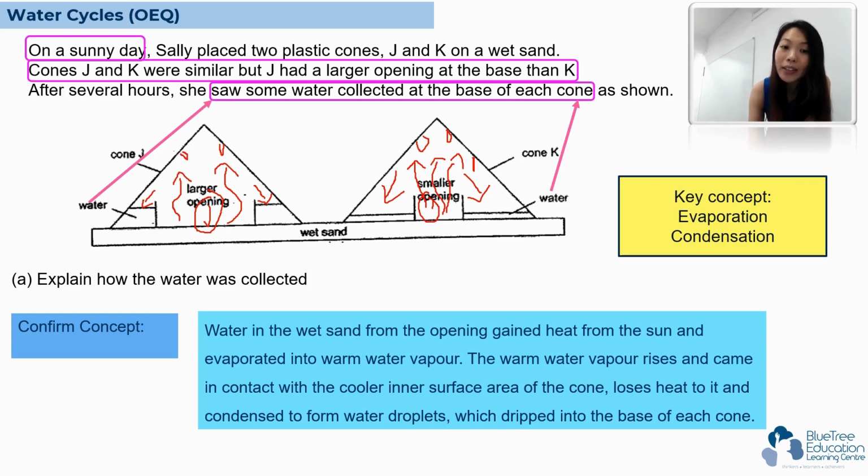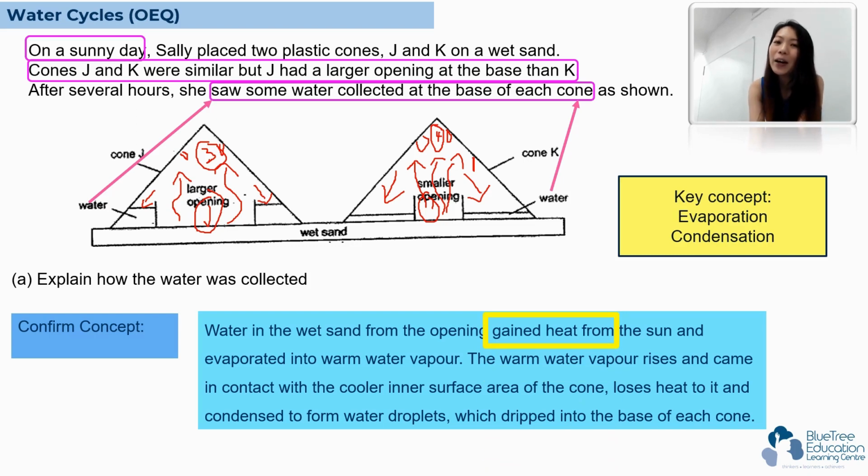Once it comes in contact with the cooler inner surface area of the cone, it will lose heat. That will be step 3 here. Alright, once it loses heat, it will then condense, step 4, to actually form water droplets. And these water droplets then flow down the side of the cone and are collected.